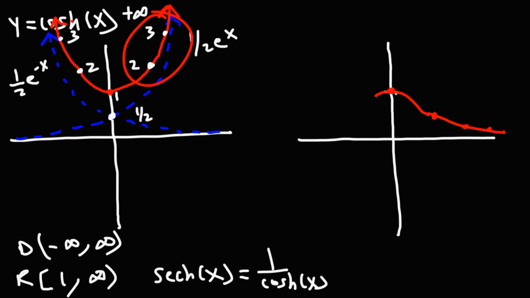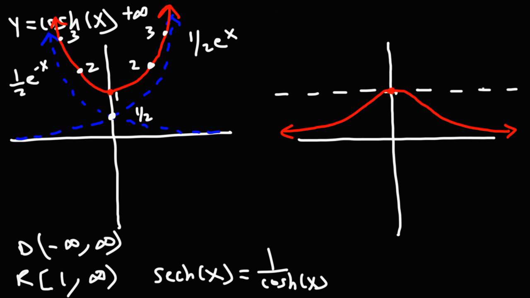Now the right side is a reflection of the left side. They're symmetrical, so this side is going to be the same. So hyperbolic secant will look something like this. So that's the graph of hyperbolic secant. It won't go past 1, as long as there's a 1 in front of this. If you put a 2 in front of it, everything doubles, so it'll go up to 2.